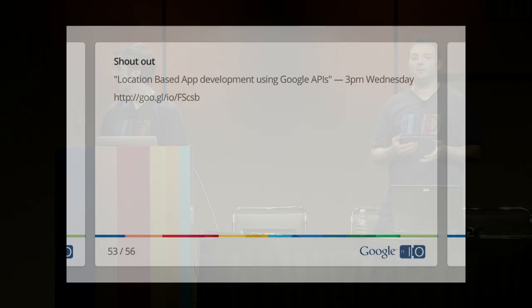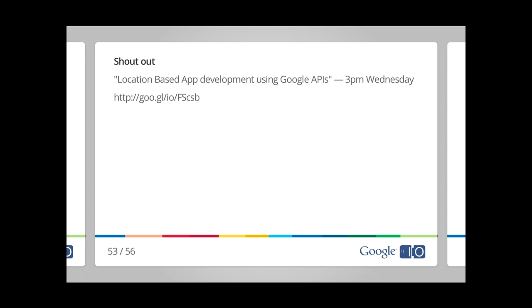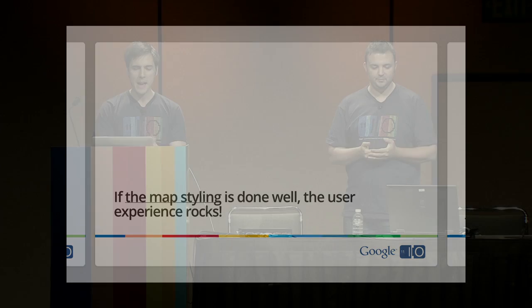So we'll give another shout out. We were going to talk a bit about social sharing and things like that, but there's a much better talk about it tomorrow afternoon, location-based app development. This is using the recently announced Places API. It'll be really interesting. At 3 p.m. tomorrow, go check it out. If map styling is done well, the user experience rocks.